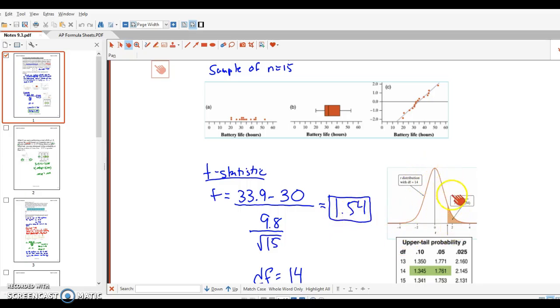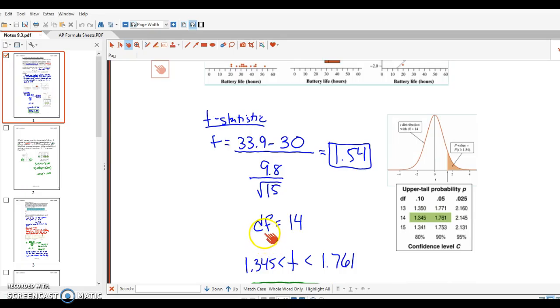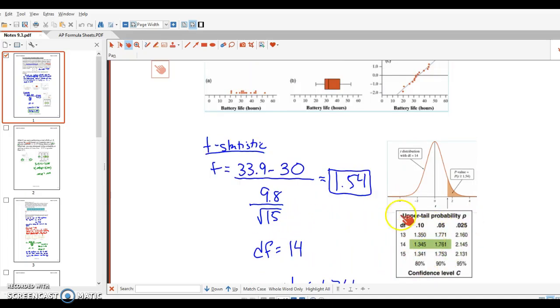Okay, so t distribution is similar to a normal distribution. Here's the illustration if it would help. So that, along with the fact that we have 15 in our sample, so we therefore have 14 degrees of freedom, we can find our approximate probability. Here's the illustration that the book gives. So I'm going to go down to row 14. Find the two values that 1.54 is in between. So 1.54 would be between 1.345 and 1.761.